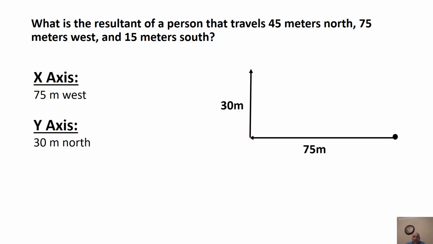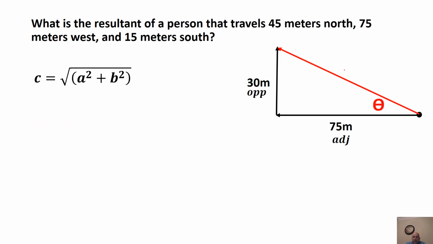I'm going to take that, once again, head to tail. I'm going to start where I last ended, right here, and draw the next vector, going 30 meters north, and then I'm going to go back to the origin. I'm going to draw the resultant. I'm going to mark the angle closest to the origin, and now I'm ready to solve for the C, the hypotenuse.